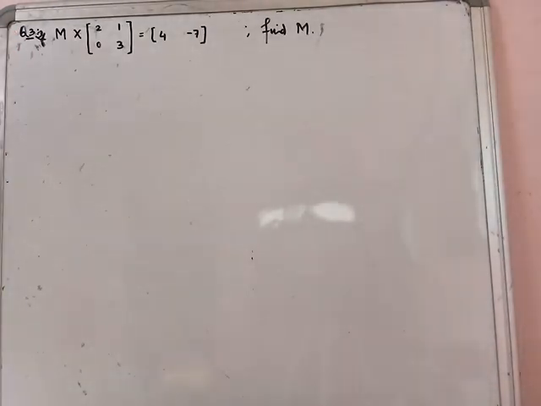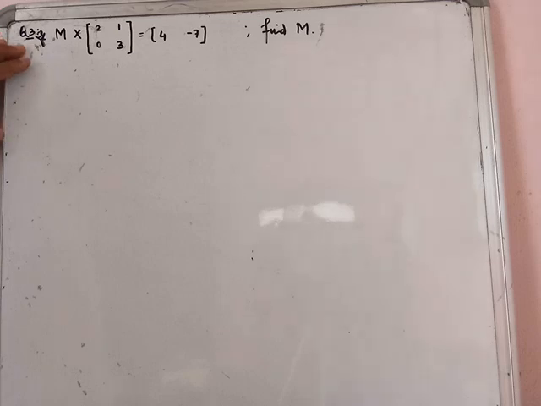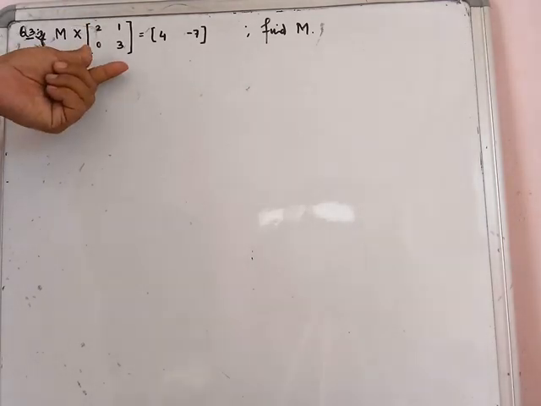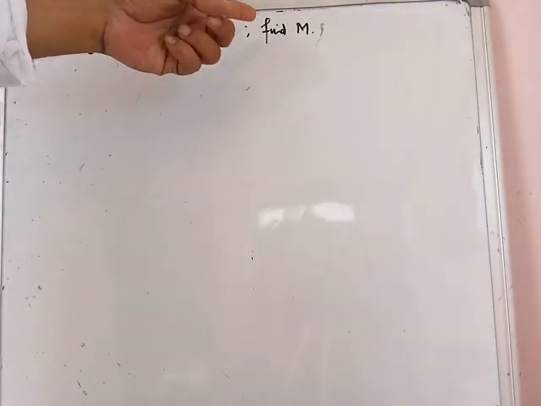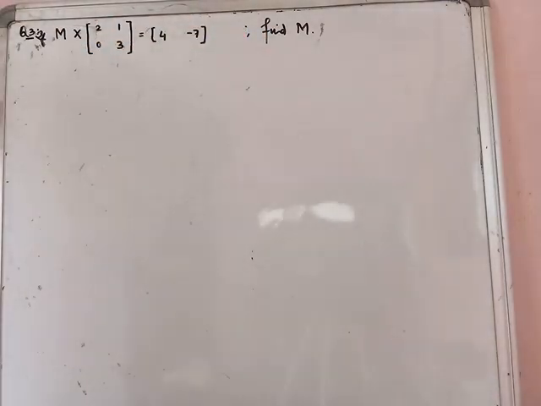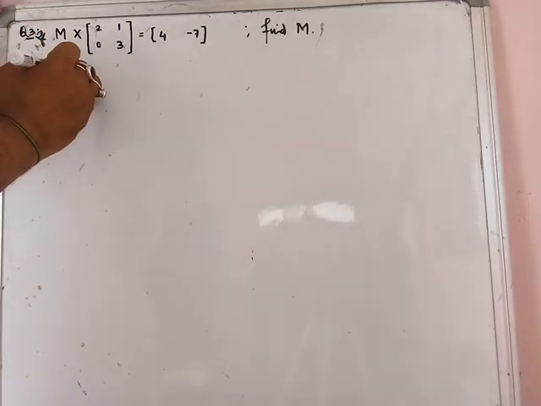Okay, so here is the last question as far as this chapter is concerned. Question number 3, if you see, if matrix M, how do you know it's a matrix M and not a number? Because it is in capital letters. Okay, so matrix M multiplied by another matrix is giving you an answer as another matrix. Okay, find matrix M. So the moment you get such a matrix multiplication condition, the first thing that you will do is you will write matrix M like this.